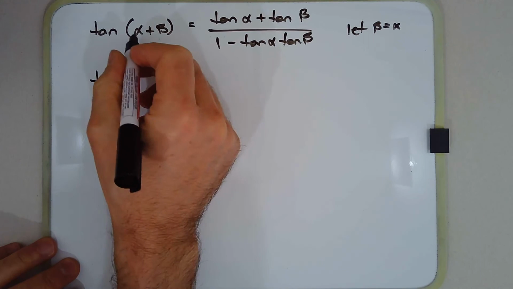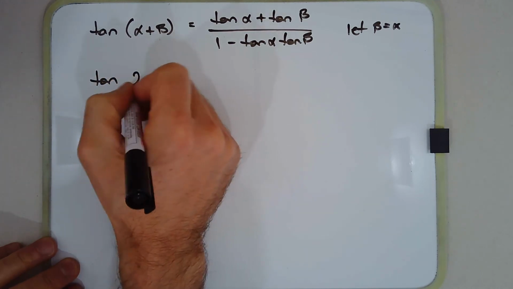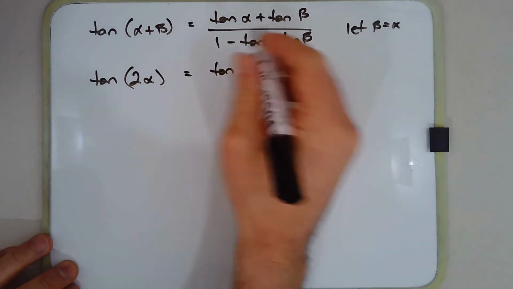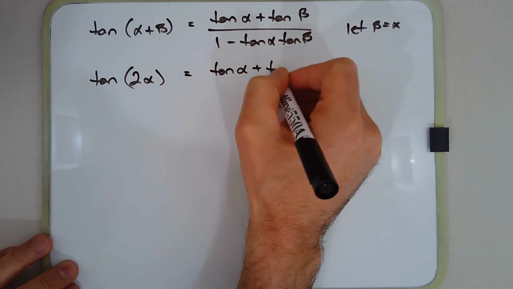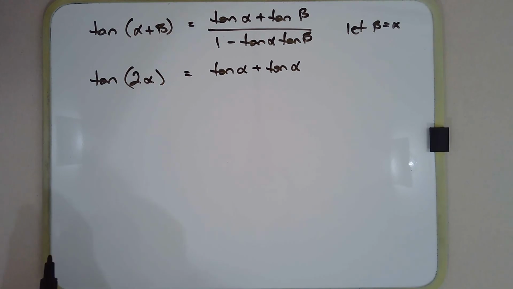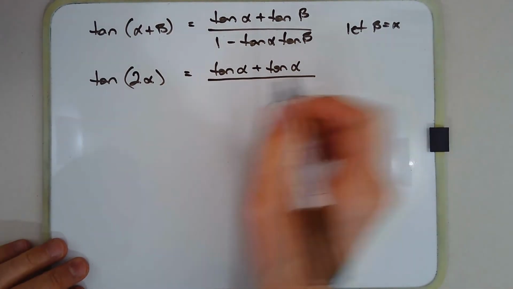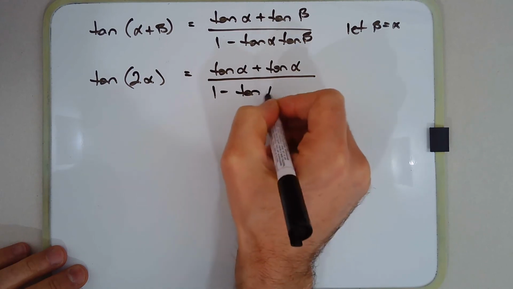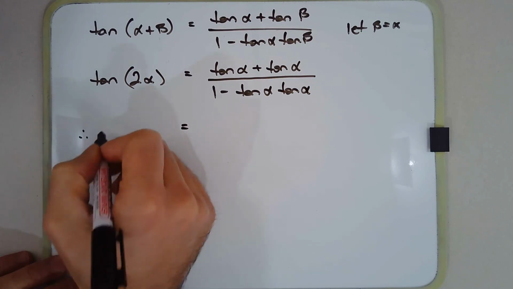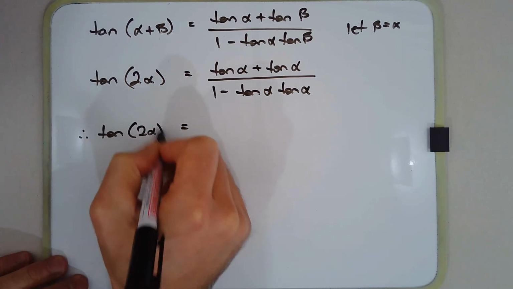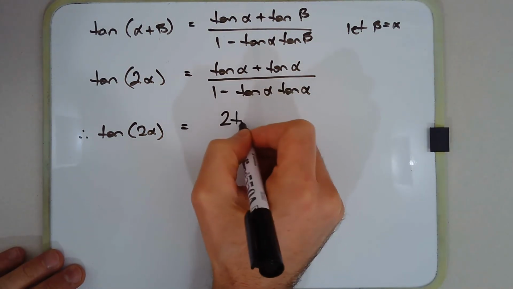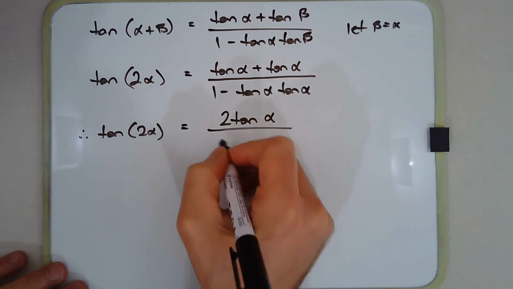So we have tan of 2 alpha, so alpha plus alpha, that's going to be 2 alpha. And that's going to equal, on the right hand side, tan of alpha plus tan of alpha. What we're doing is just anywhere where there's a beta, we're just replacing it with alpha. So they're the same angle, or the same size, over 1 minus tan alpha tan alpha. So therefore, if we just collect the like terms, tan of 2 alpha is equal to 2 tan alpha over 1 minus tan squared alpha.